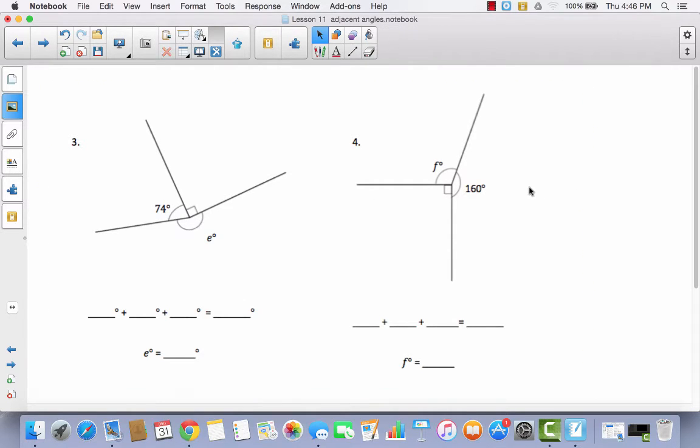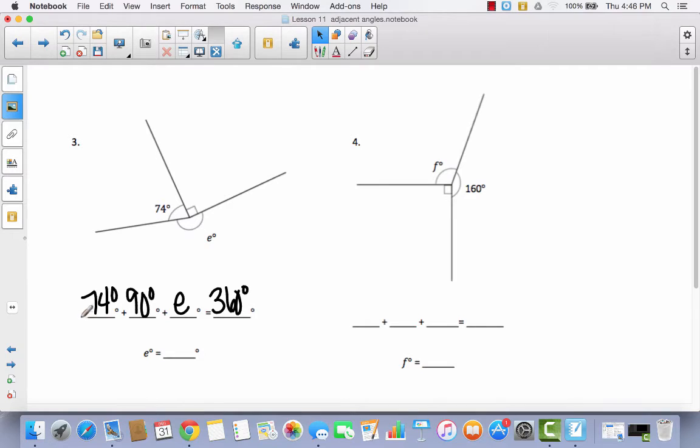If you get stuck at any point, you can always come back and press play and I'll walk you through it. First of all, you need to notice that all three of these angles represent a full turn. So I've got 74 degrees, this angle is 90 degrees, I can tell by the symbol, and then I've got angle E, and they equal 360 degrees altogether. If you had these in a different order, it would still be correct. It does not have to be in this order, but 360 does have to be over here all by itself.